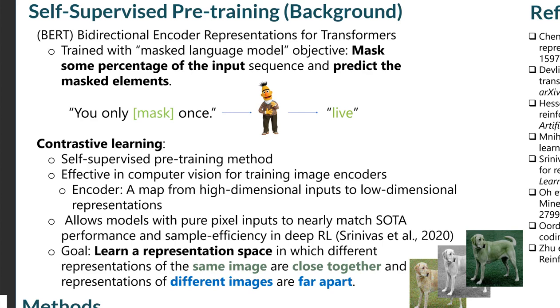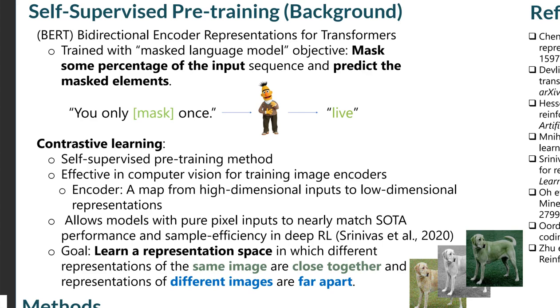Anyway, contrastive learning was developed in the computer vision community, and it's been a game changer in that realm since around 2018. And contrastive learning has also been shown to improve data efficiency in image-based reinforcement learning problems too, because it enhances the image encoder.